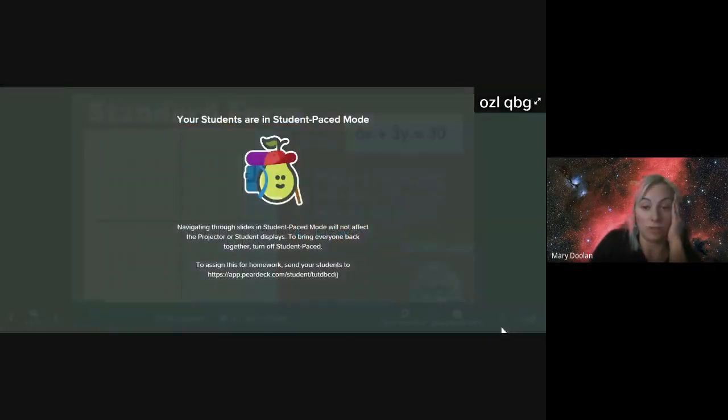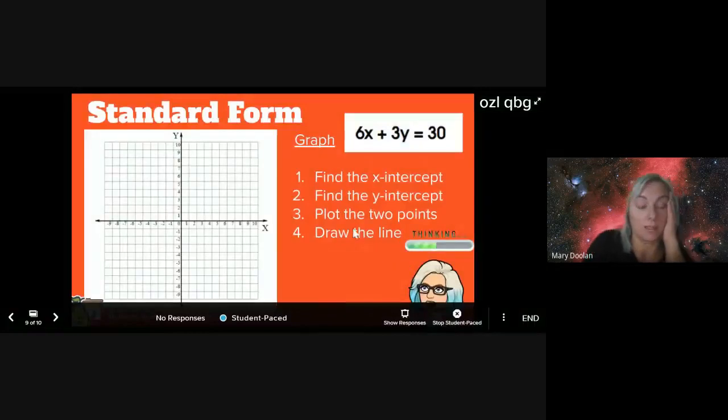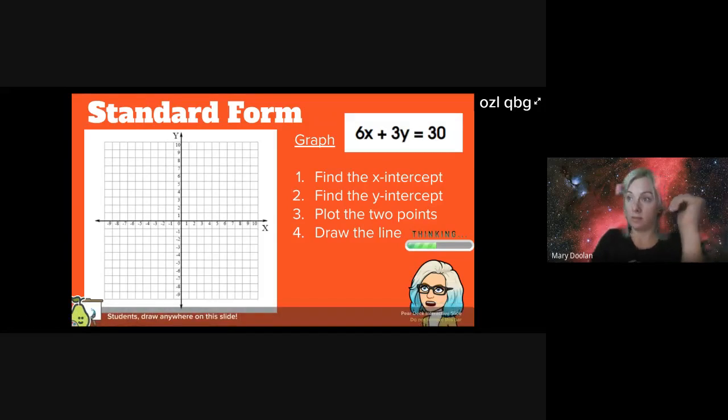I'm going to put you on the student pace so that way you can go back to the example slide if you would like to. And then you're going to have until 2:30, and we'll go over it.